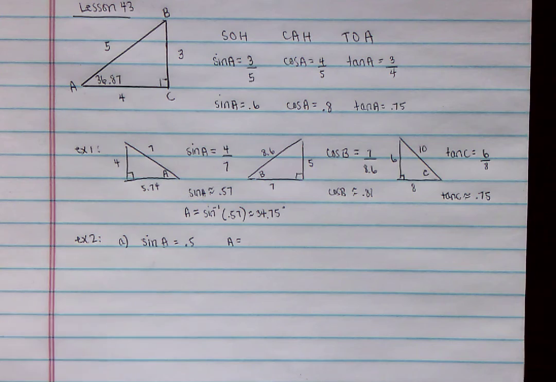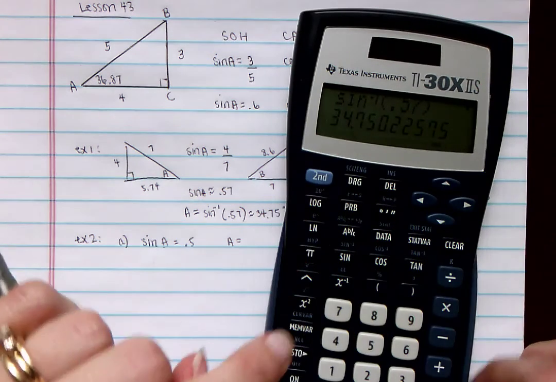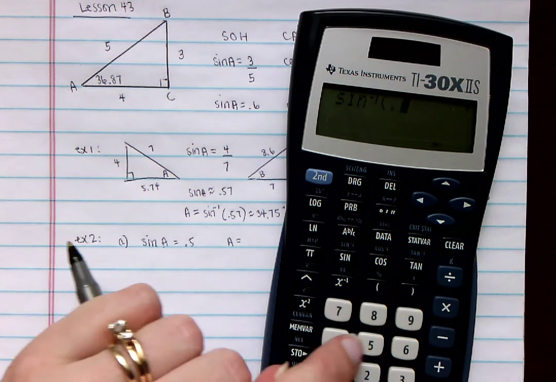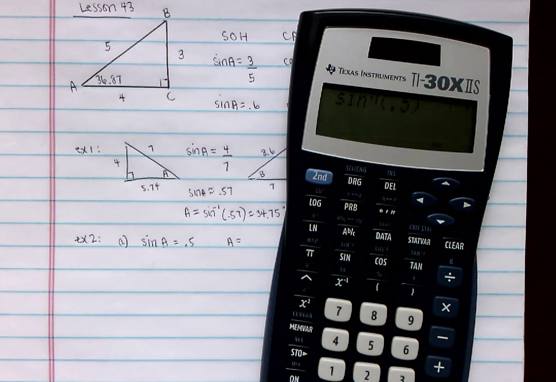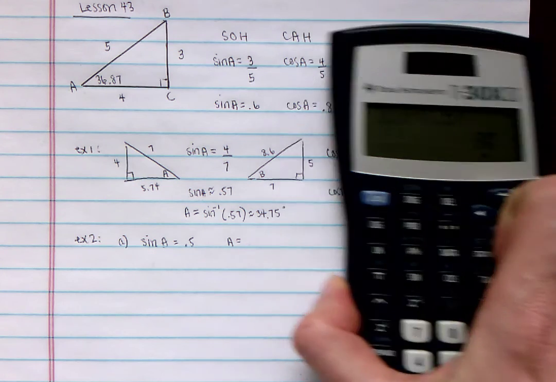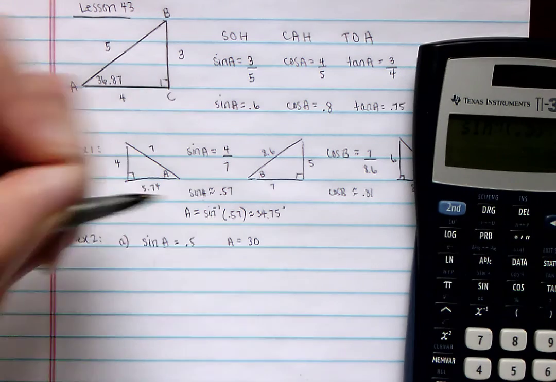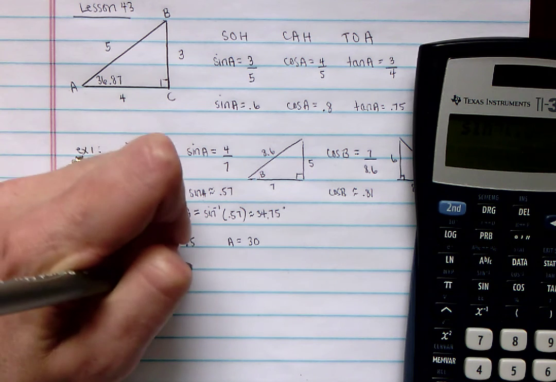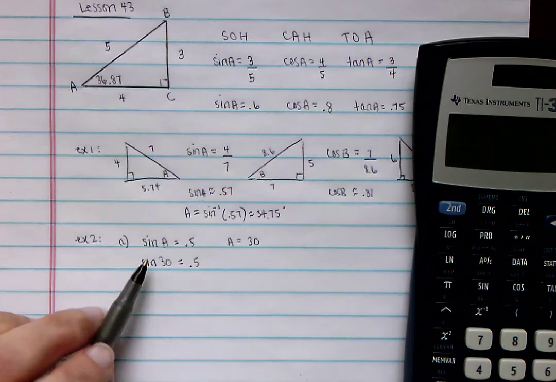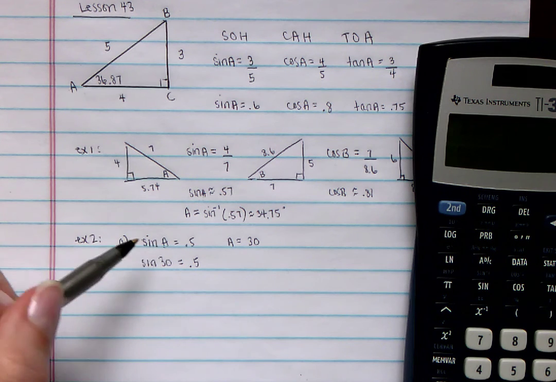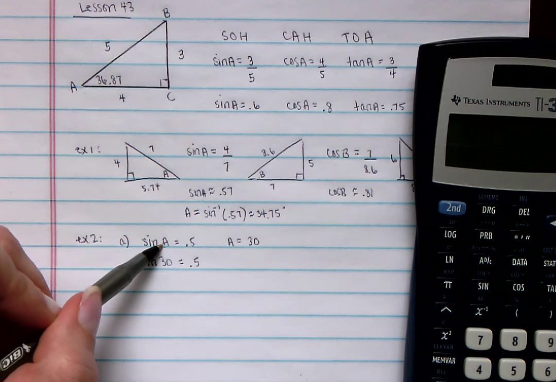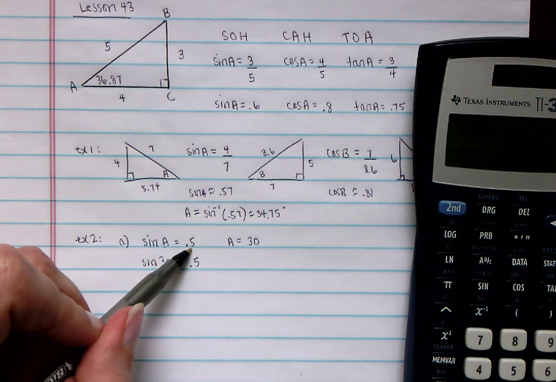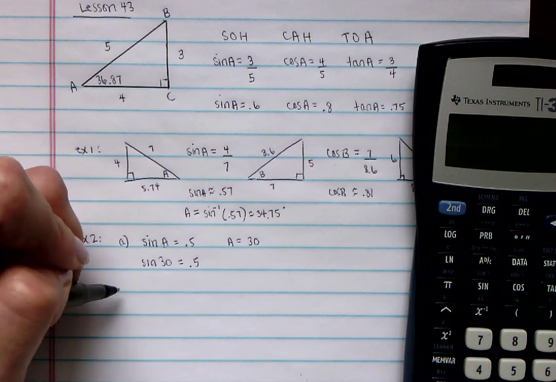Is A 30 degrees? Okay, so let's clear this out. Again, press second sine, and then we put in 0.5, and look, it's 30 degrees. So that's true. Sine of 30 degrees is 0.5. But notice that in order to solve for A, all I had to do was take the inverse sine of this. So I'll show you another one.